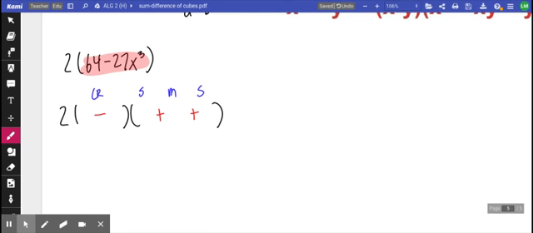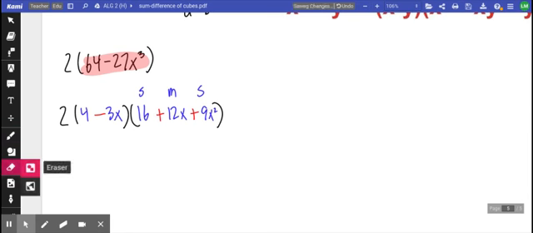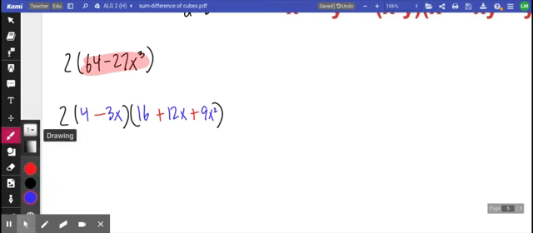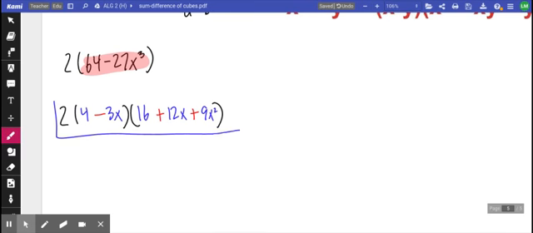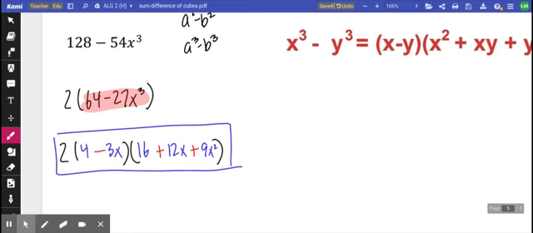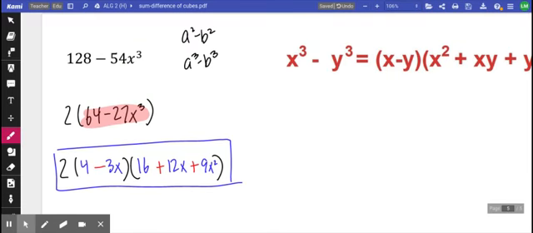Cube root of 64 is 4. Cube root of 27x to the third is 3x. Squaring the first term is 16. Multiplying them together is 12x. Squaring the last term is 9x squared. All right, so there we go, factored form of that original expression. Again, sometimes it doesn't scream a certain pattern that we know, but that's why we always want to take a look and see if we can get that GCF.